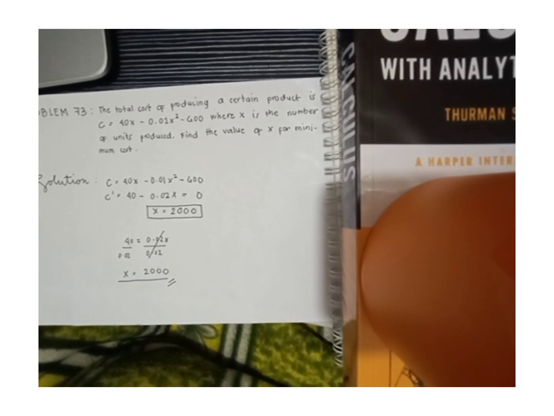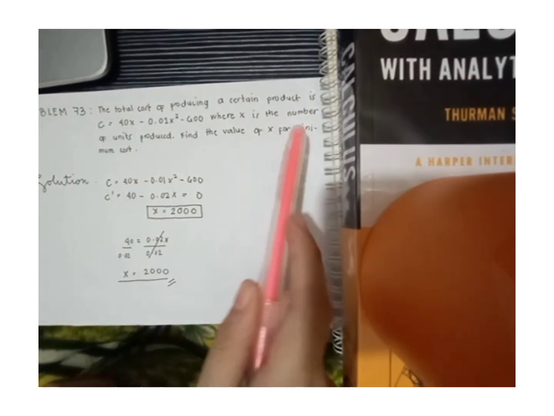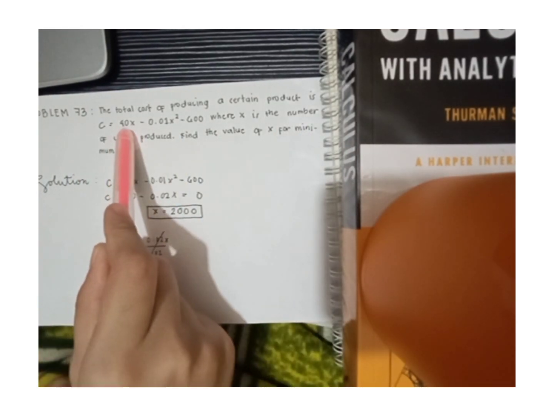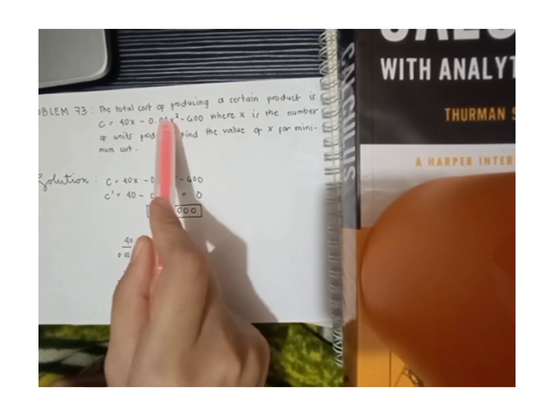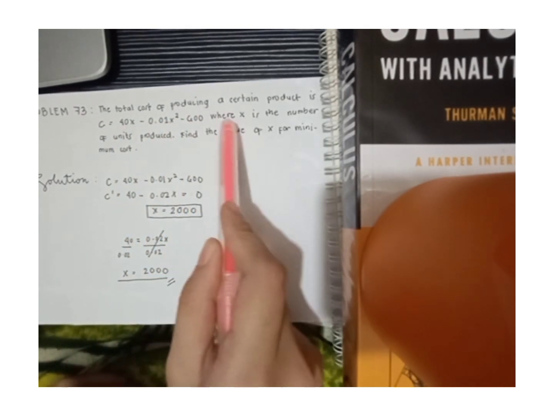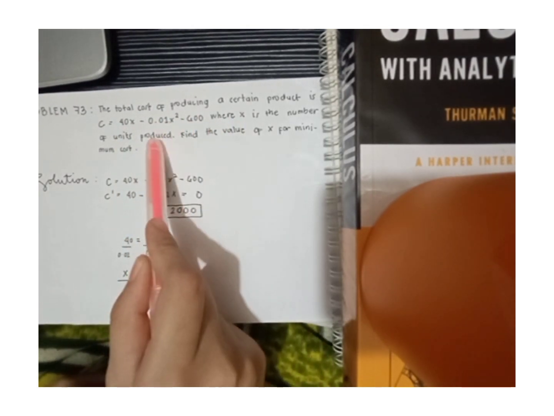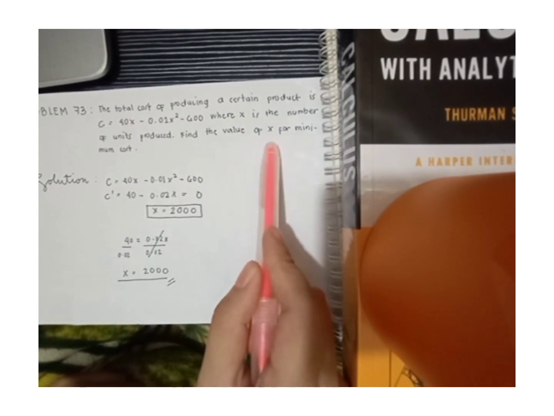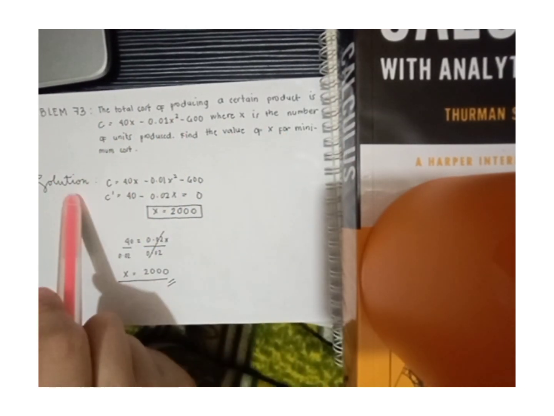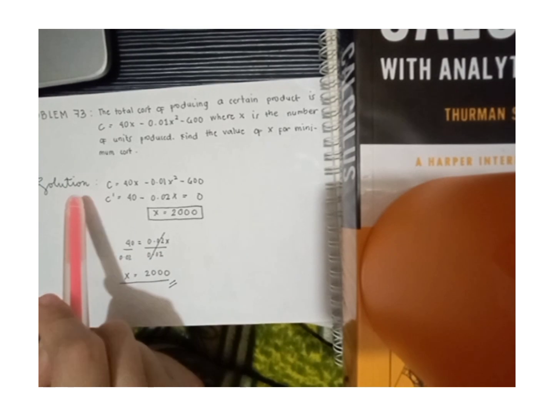So the total cost of producing a certain product is C = 40x - 0.01x² - 600, where x is the number of units produced. Find the value of x for minimum cost. So here is the solution.